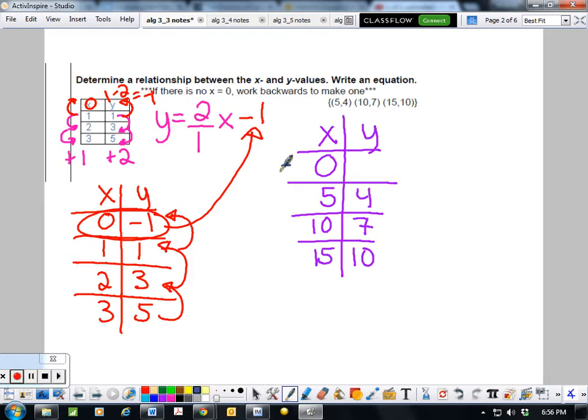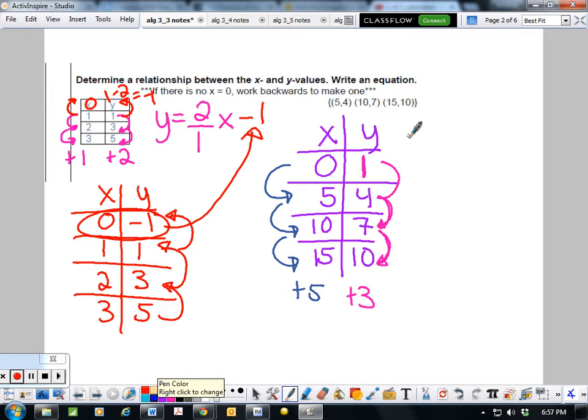What's happening with my x's? It looks like I'm adding 5. Then I'm going to look at what happens with my y's. It looks like I am adding 3. But now I want to work backwards so I can get this. So -3, -3, 4 minus 3 gives me 1. And now I can write that equation. So my equation should look like y equals, I put the change in y over the change in x times x, and then I use that starting value. And there's my equation.